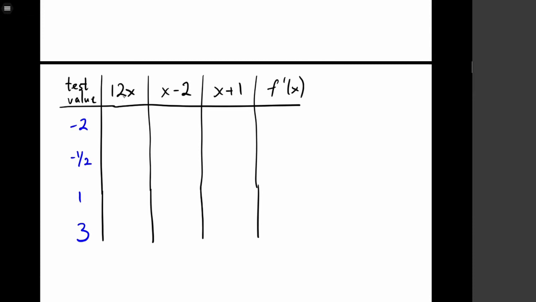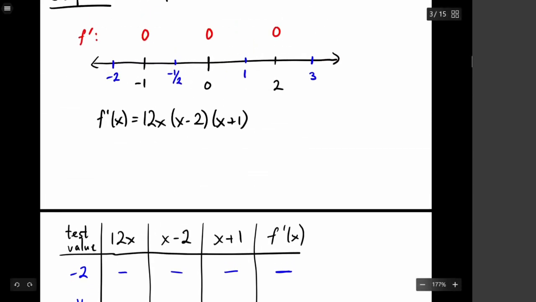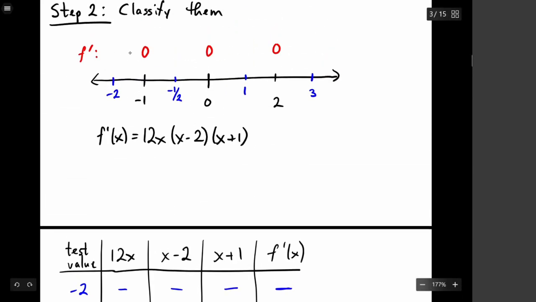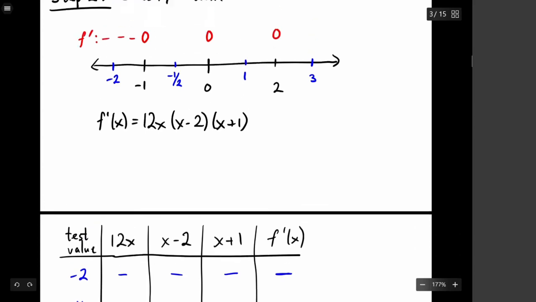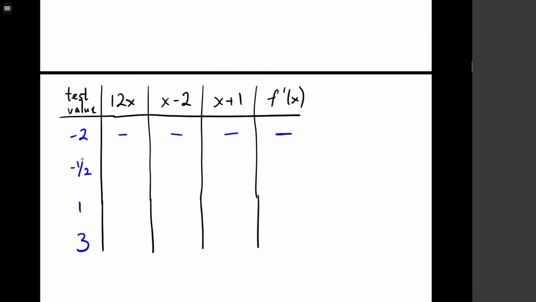Okay. Now what we're going to do is look at, if we plug this number in here, is it positive or negative? If I plug in -2 to 12x, I get a negative number. If I plug it into x minus 2, I also get a negative number. If I plug it into x plus 1, I also get a negative number. So for f prime, negative times negative times negative is a negative number, right? So the derivative in this segment is all negative.